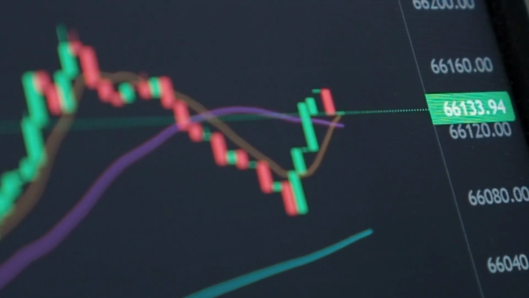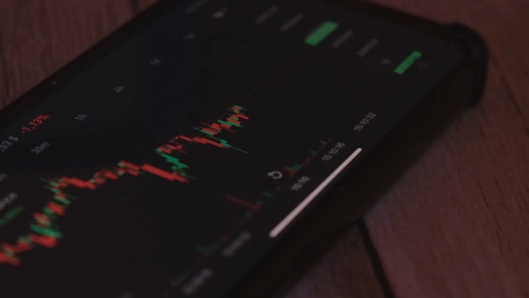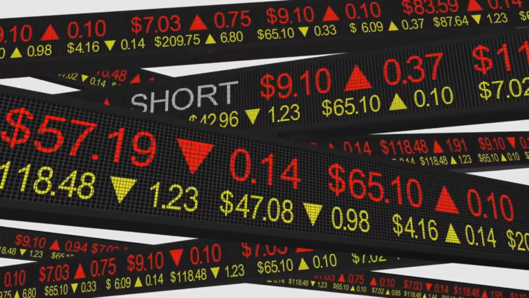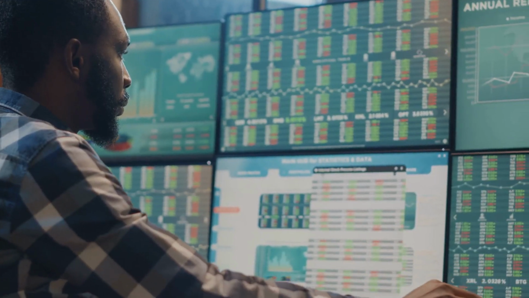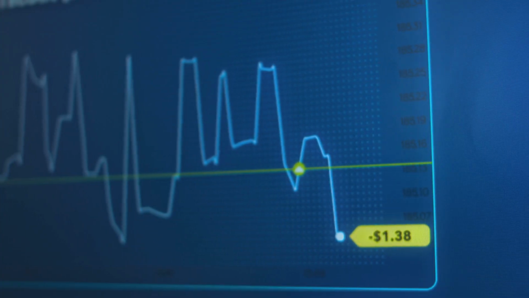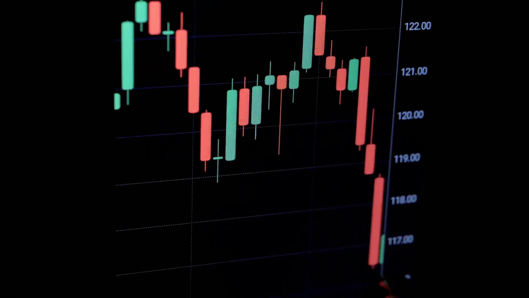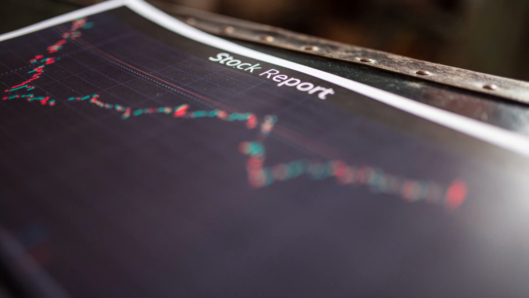Bollinger Bands excel at showing market volatility. When the bands squeeze together, it signals low volatility and potential for a breakout. Traders watch for these squeezes as they often precede big moves. When volatility returns, the bands expand rapidly, confirming increased price movement.